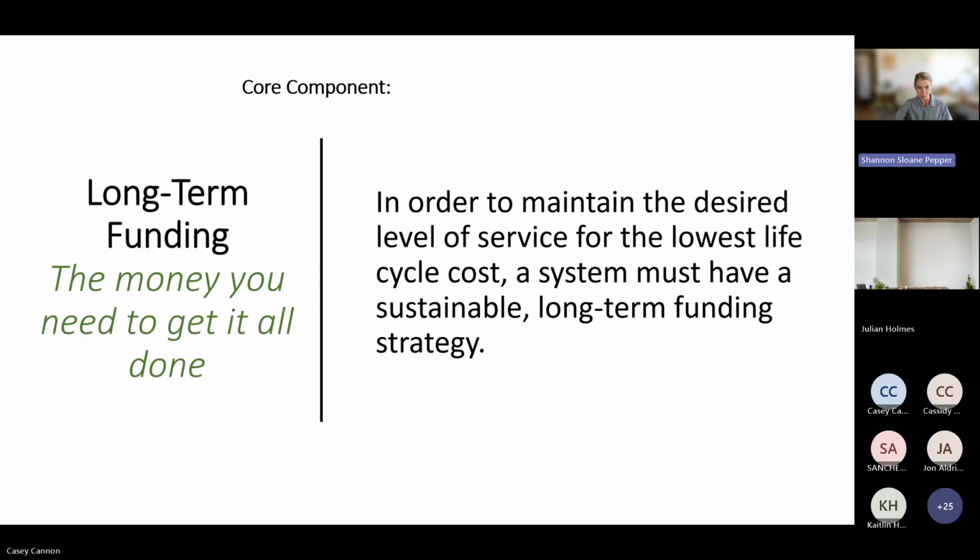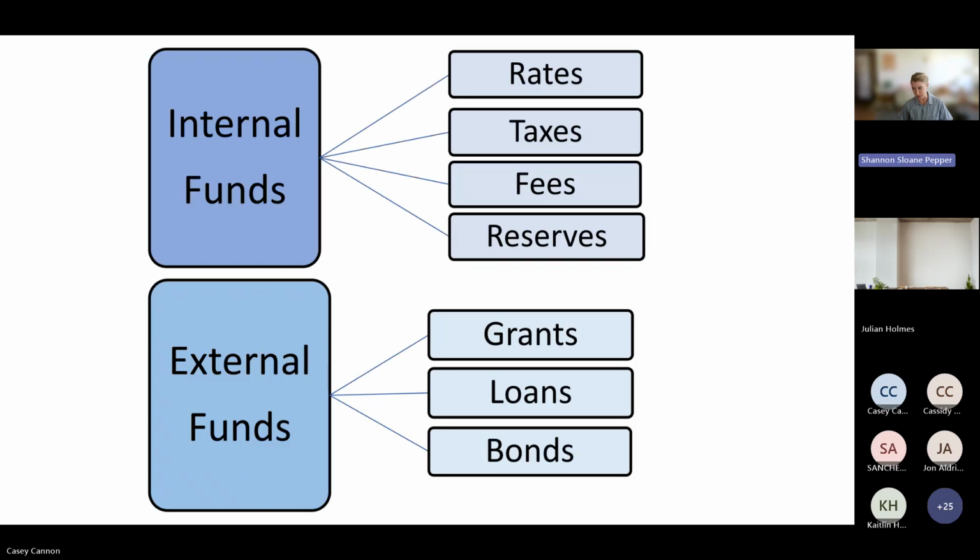Next slide. This is a graphic that we use for all types of water infrastructure, not just green infrastructure. It applies here as well. Internal funds like user rates, taxes, fees, and municipal reserves are usually used to cover the day-to-day operations and maintenance of green infrastructure, which is also called O&M. So you can go ahead and click there.